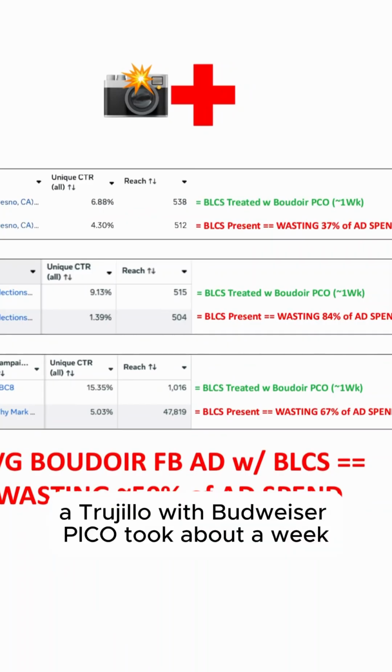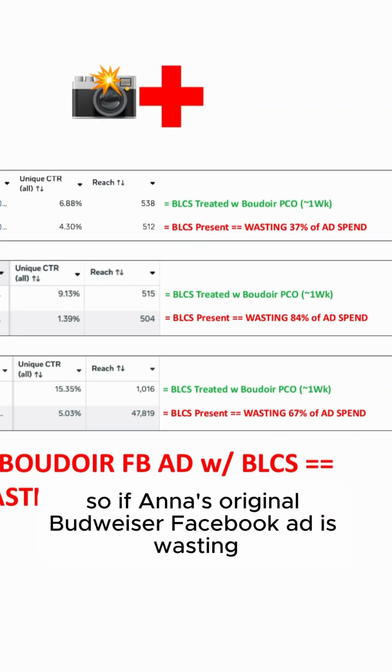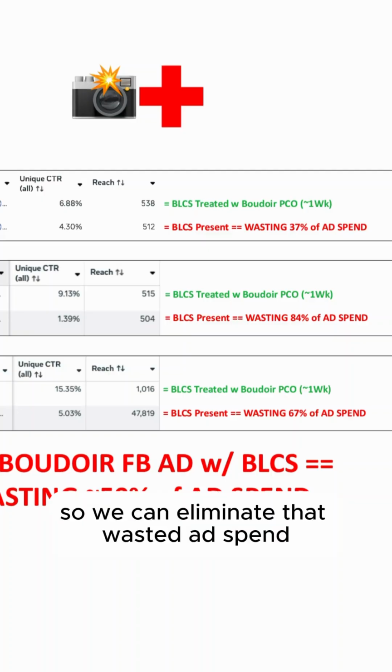Treated with Boudoir Pico took about a week. Got the unique CTR all up to 15.35%. So we found out his original Boudoir Facebook ad was wasting 67% of his ad spend. So we can eliminate that wasted ad spend.